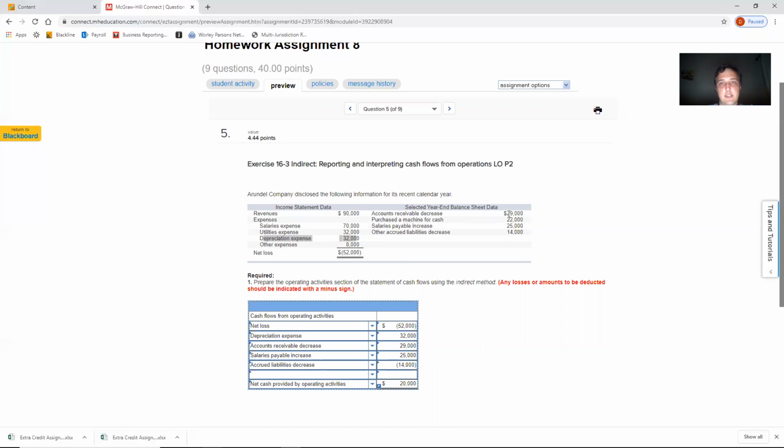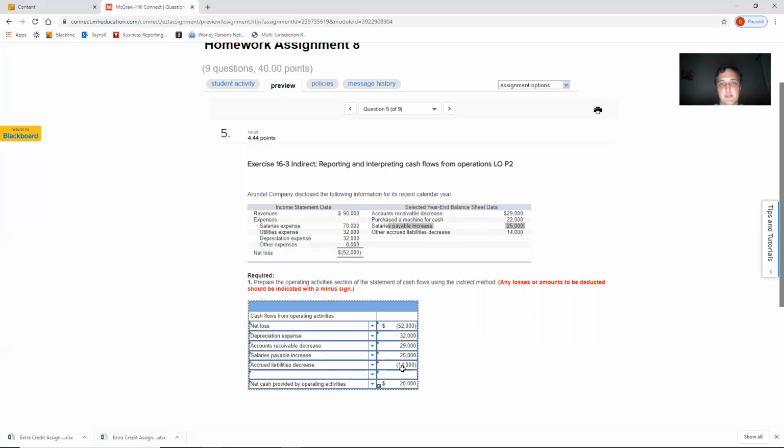Our AR here has decreased, which means that we did not receive cash on some of the sales included in this figure. Or decrease, sorry, a decrease is positive. So we received more cash than what sales were for that period. Salaries payable, that's a liability. So we incurred the expense of the salaries, but we didn't have to send that cash out the door yet. So we're going to add it back to our salaries expense.